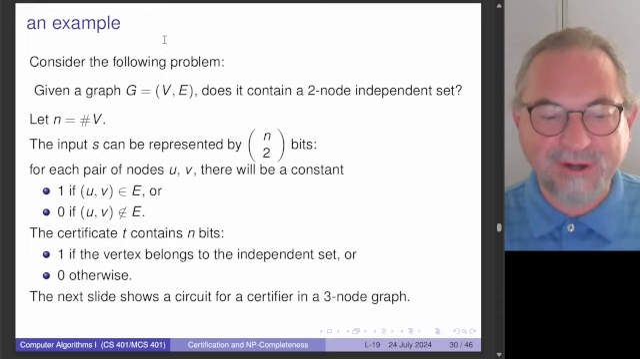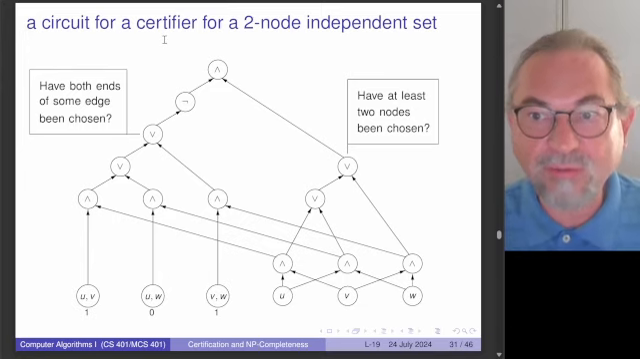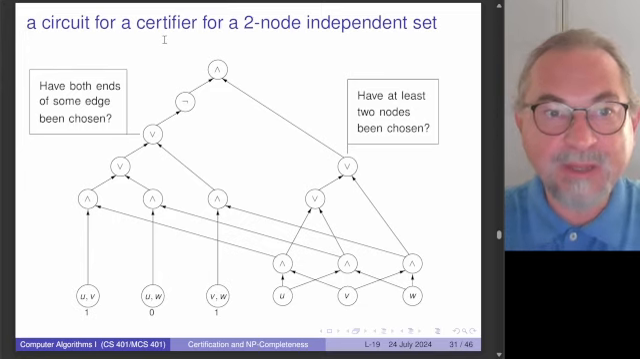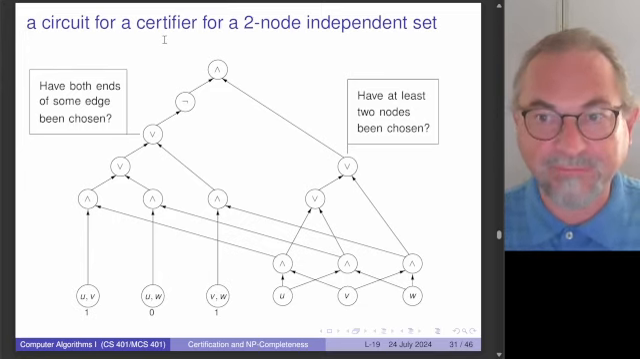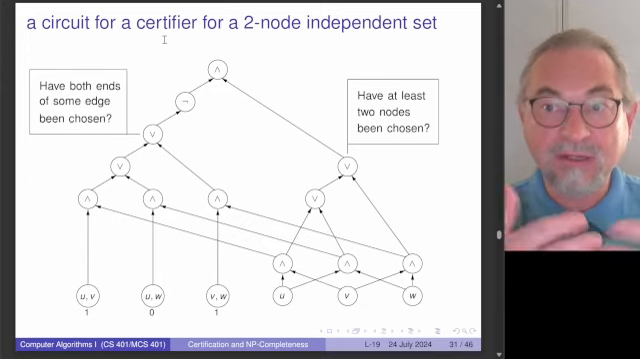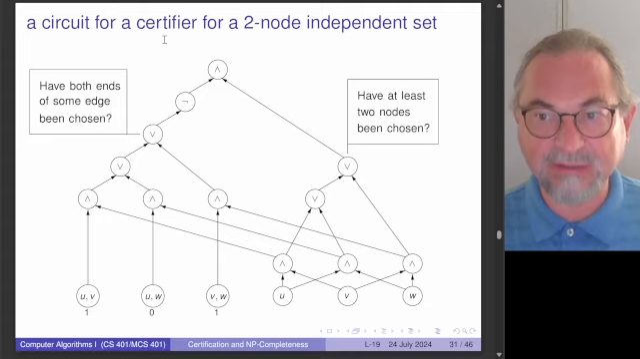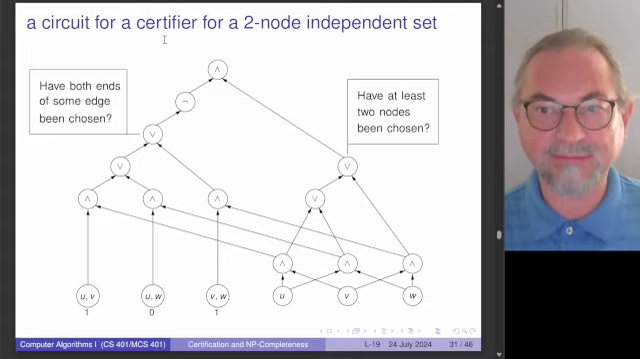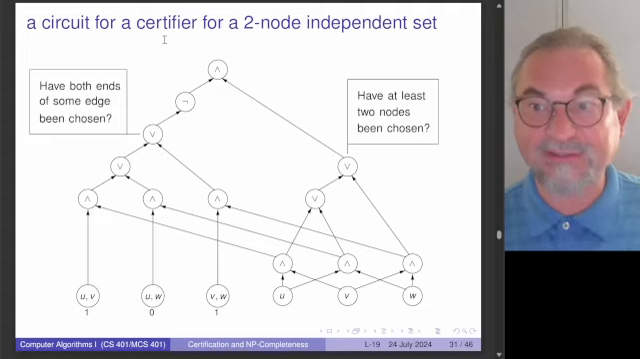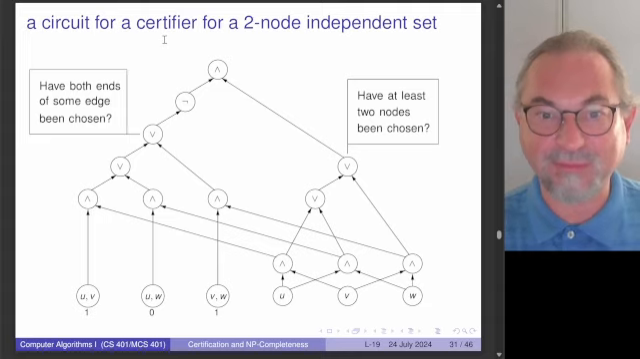Okay, in a 3-node graph, we can draw the circuit which answers this question. So this is a certifier that, given a selection of an independent set, gives you 1 if that selection is indeed an independent set. In other words, it's essentially also a lookup in a long string. That's also what this problem is.